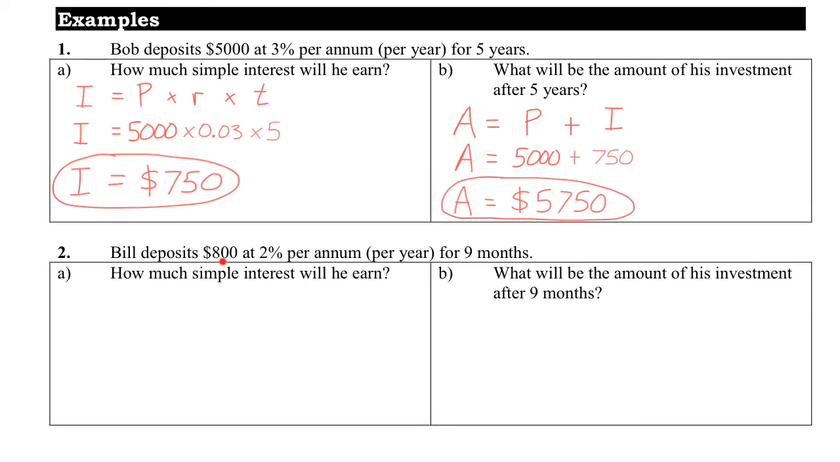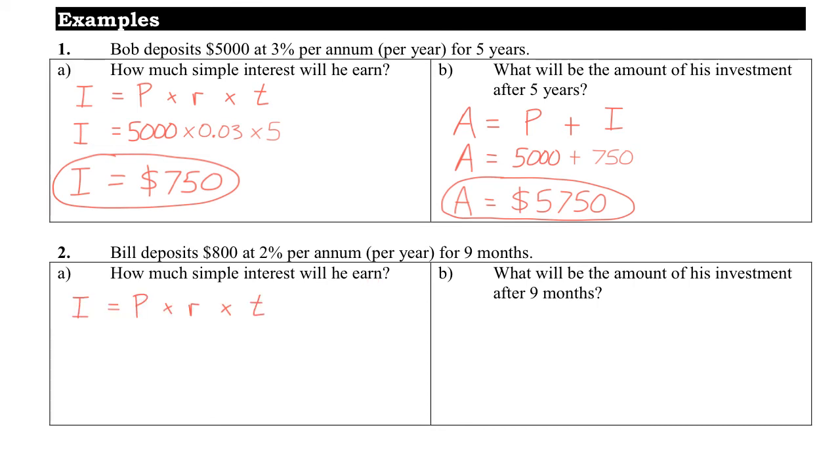I'm going to ask another question that's very similar. Bill deposits $800 at 2% per annum for 9 months. We have to be careful in this question because the amount of time is not given in years, it's given in months. So that's why I put this example in here, so that you don't get tricked by questions like this. So how much simple interest will he earn?